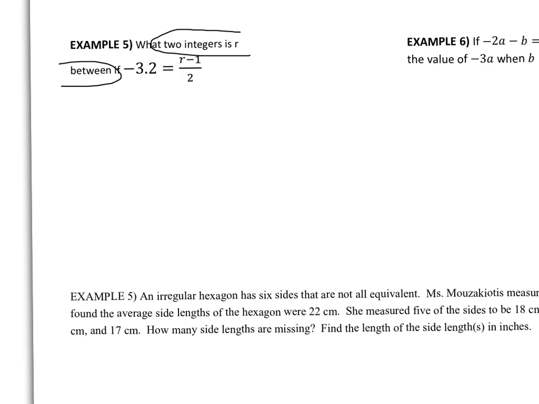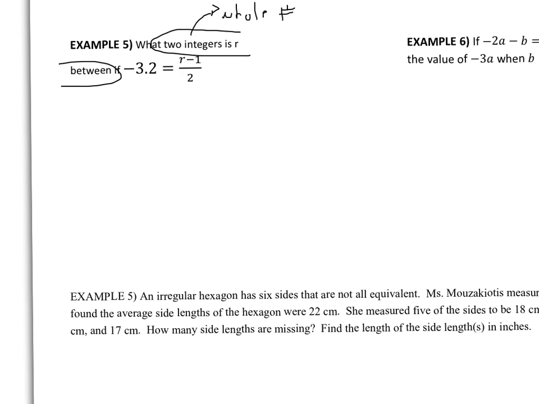Let's think for a second what that's going to be about. Well, an integer is a whole number. An integer is a whole number. So we're looking for two whole numbers that our value of r is between. So in order to answer this question, we're going to need to first figure out what r is. And in order to do that, we're going to need to solve our equation.